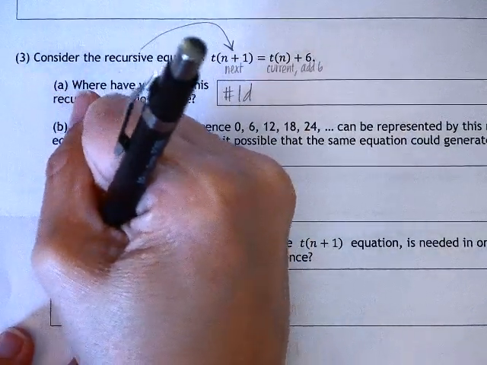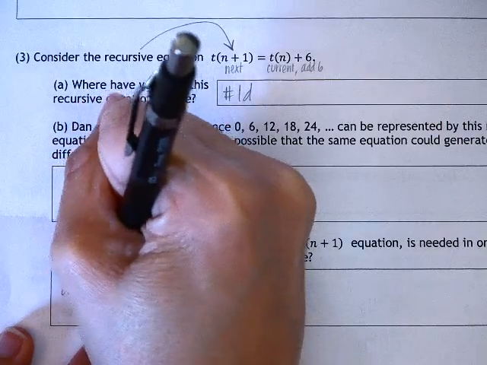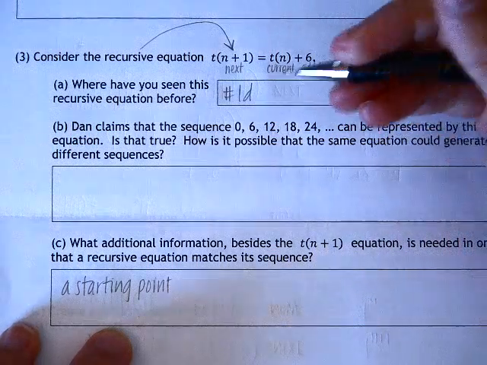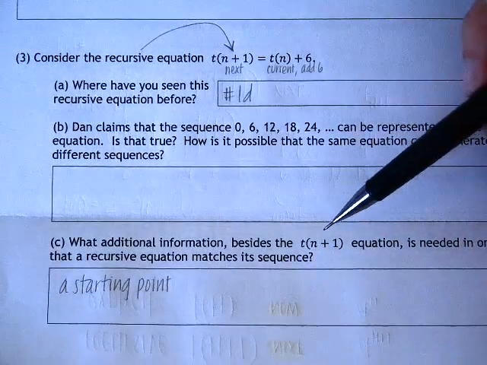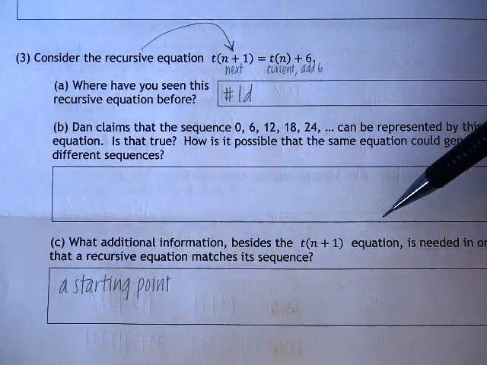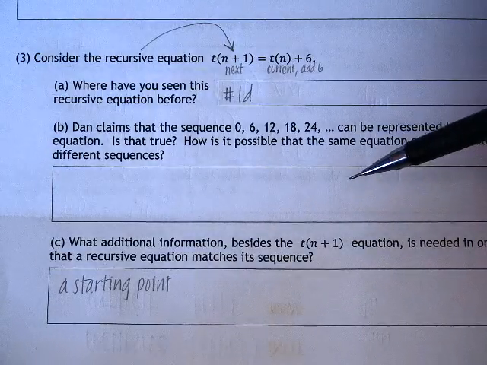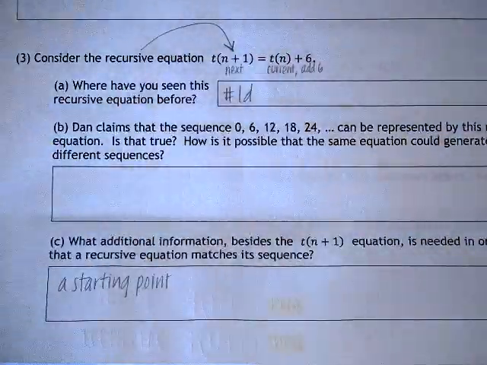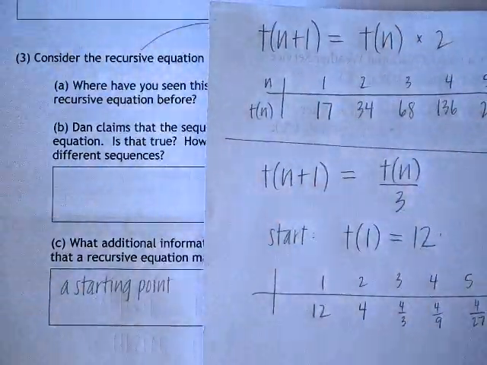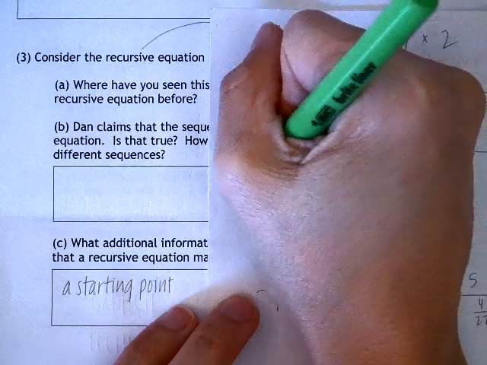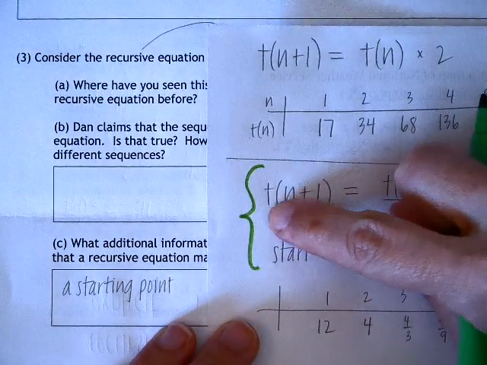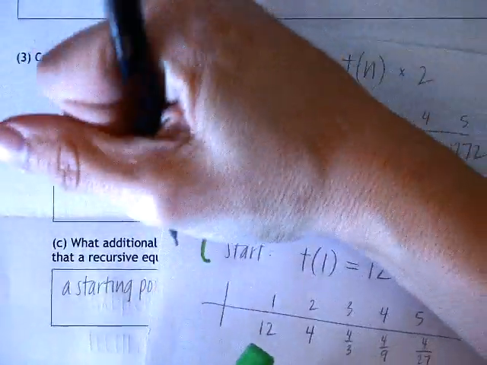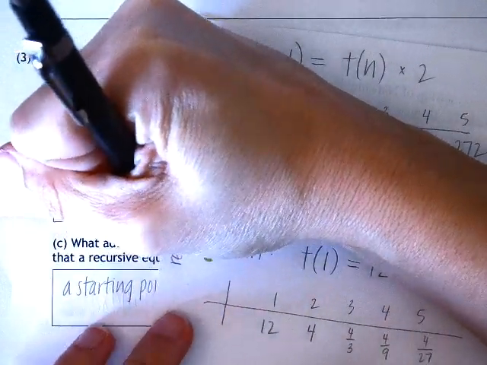We need to have something that kind of anchors us, so to speak, so that we know where we're supposed to start counting from. Because the recursive equation is going to do its job. The recursive equation is going to tell us what to do next. We just need to know where to start. So, a true recursive definition is actually going to have 2 parts to it: the equation itself and a starting value. This full definition is going to be what you can expect to see for a full recursive definition.